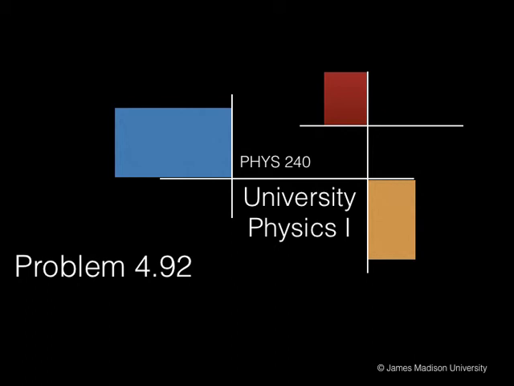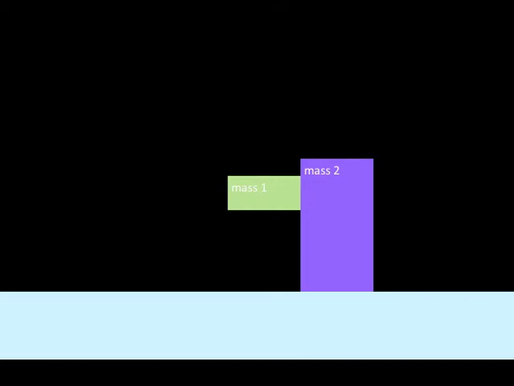Okay, we want to look at another problem that we worked on in class Friday that also caused some problems. The situation looked like this. We had two masses, and mass 1 was pressed up against mass 2. And the question asked, how hard did you have to push on mass 2 so that it didn't slide down?